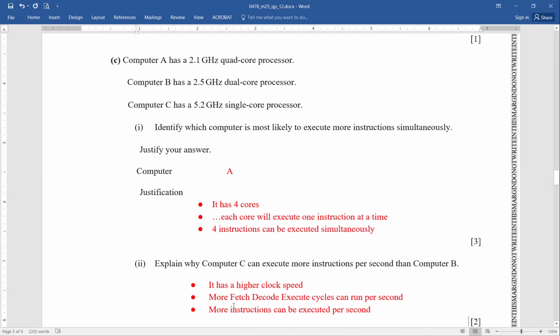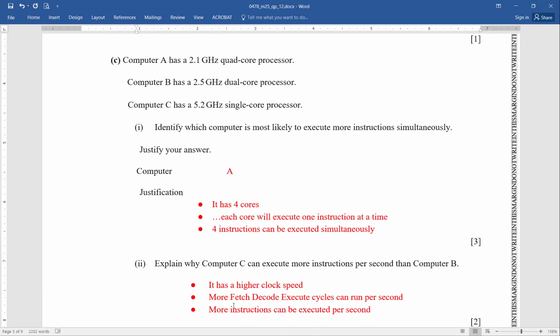So it was a 2-mark question. A student is supposed to mention, first of all, 2.5 and 5.2. Definitely 5.2 gigahertz means a higher clock speed, and higher clock speed means it can process more instructions per second as compared to computer B, which has a smaller clock speed and can process a lesser number of instructions.